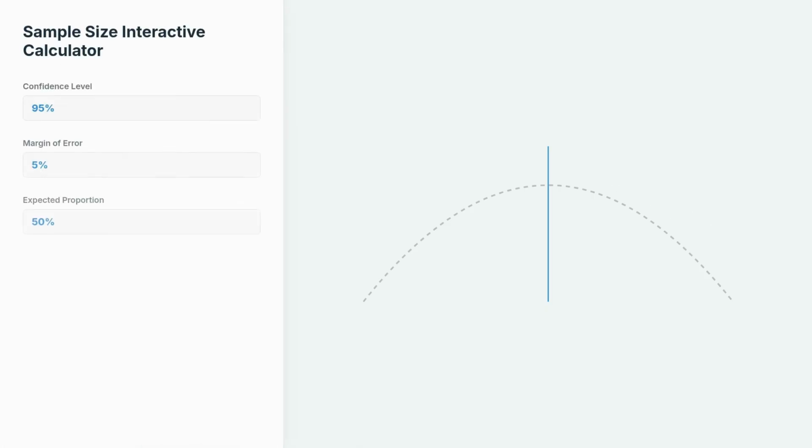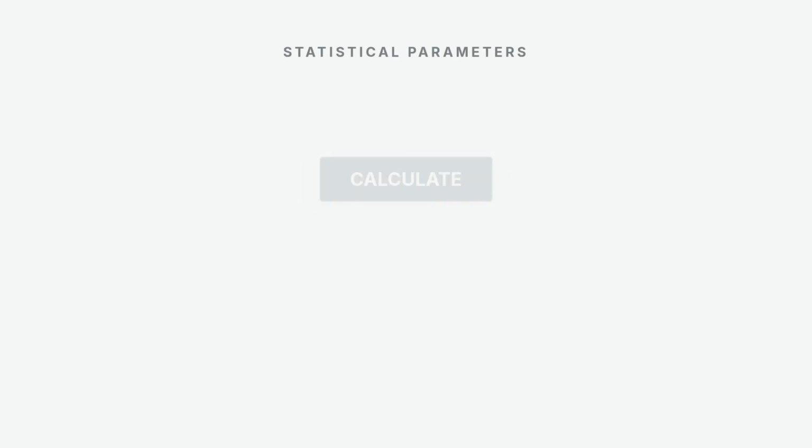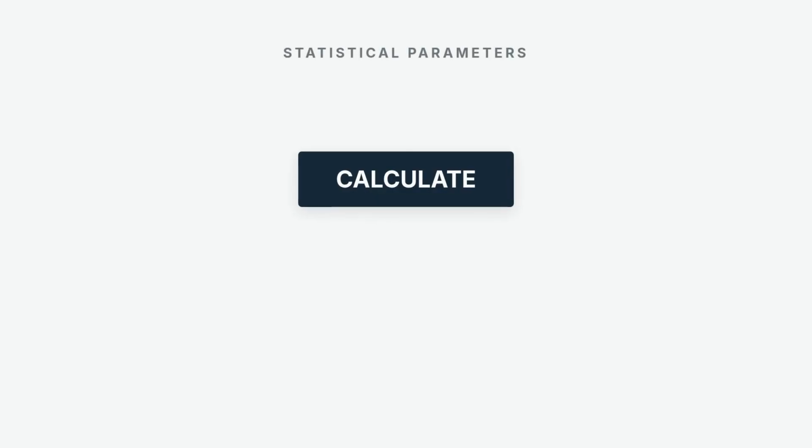Let's work through an example. With confidence level at 95%, margin of error at 5%, and expected proportion at 50%. Clicking Calculate gives us these results. Required sample size equals 385.